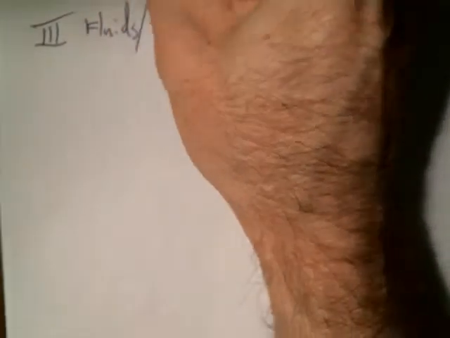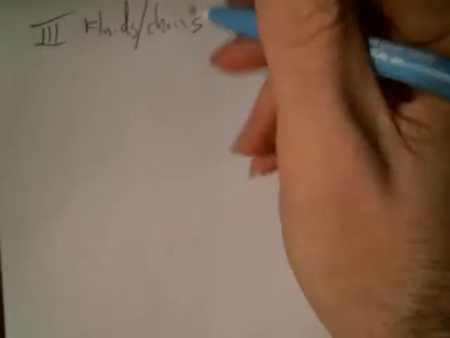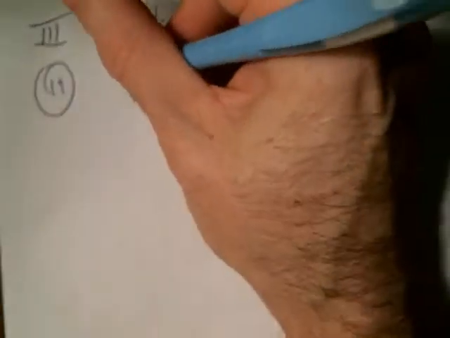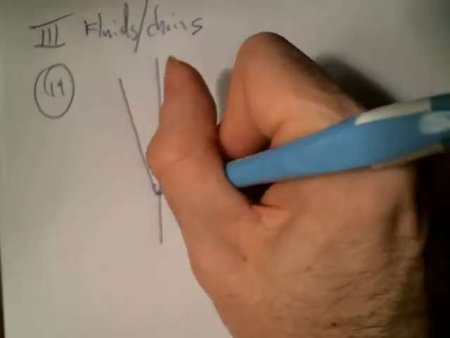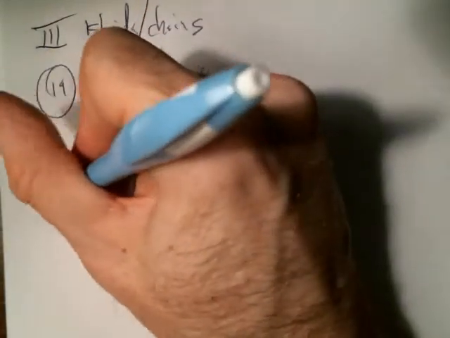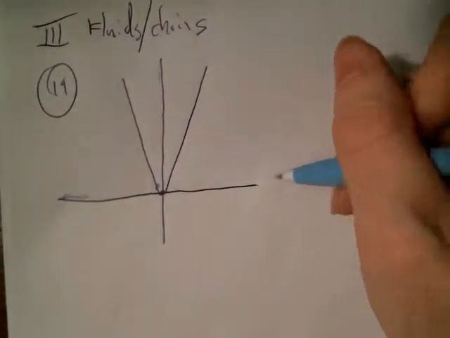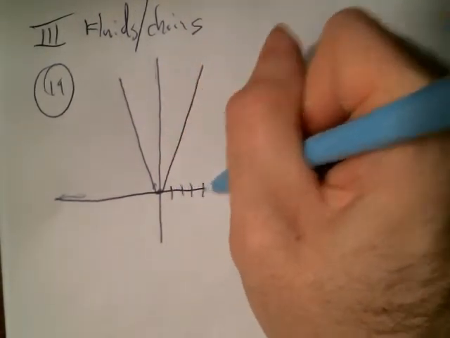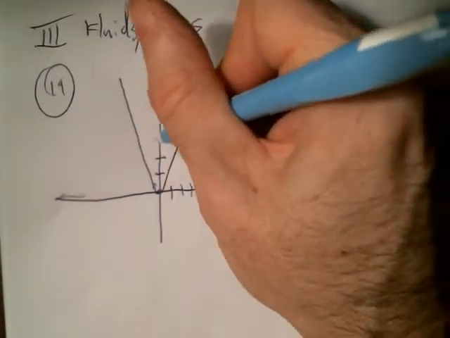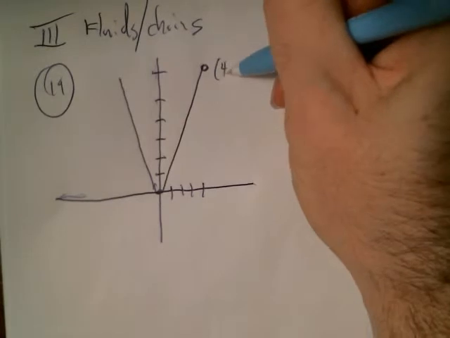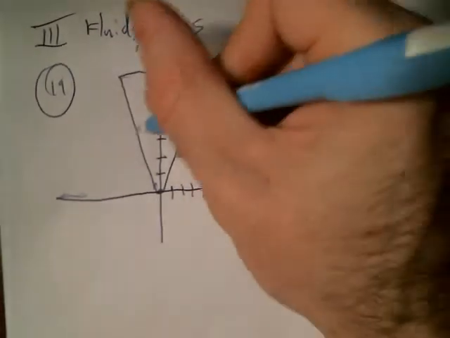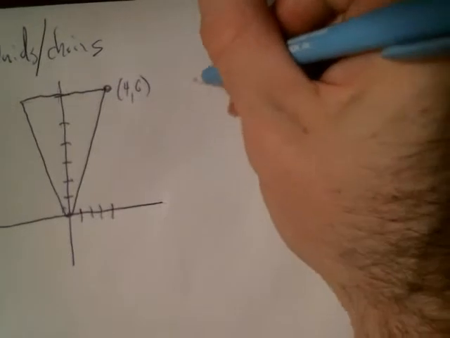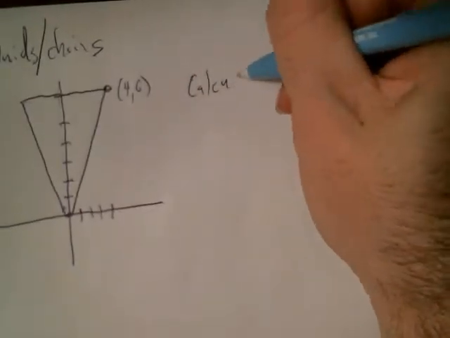Okay, so section 3, fluids and chains. Number 19, I'm pumping a bunch of liquid out of a cone of some sort. So I'll orient the cone on the XY axis. 1, 2, 3, 4. So this point is at 4, 6. 1, 2, 3, 4, 5, 6. So I have this cone. It's full of a liquid, and I need to calculate the work done in emptying the tank.